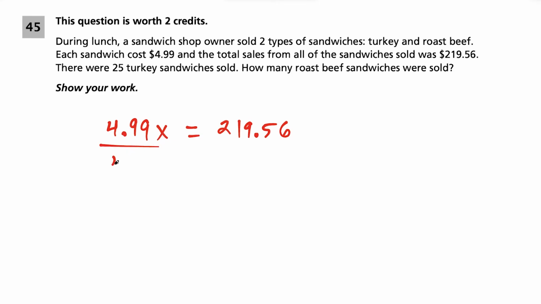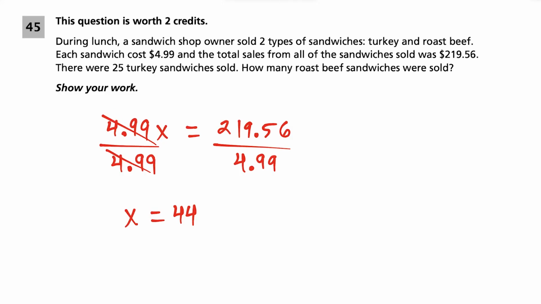So to solve for X, we could just divide both sides by 4.99. And we do the division here. This we could just type into a calculator, and that's going to tell us X equals 44. So now from here, we can't stop here. We have to make sure we actually answer the question.